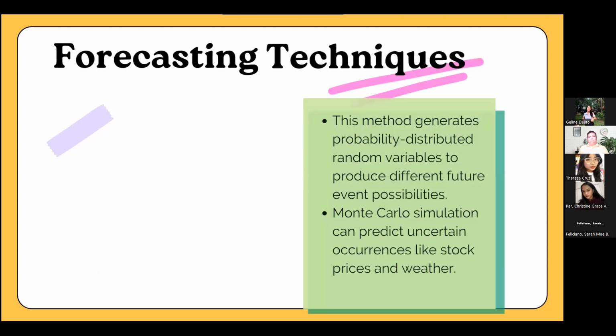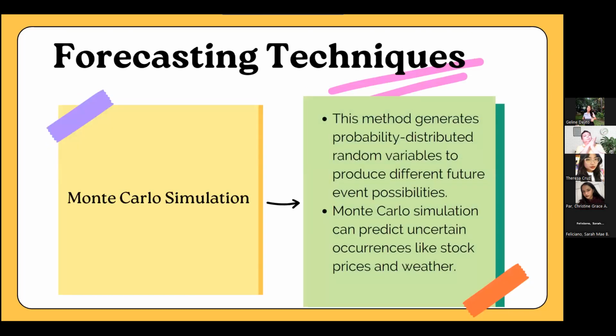Next one is the Monte Carlo simulation. The Monte Carlo simulation method generates multiple future event scenarios based on probability distributions. This method is especially useful for forecasting ambiguous events such as stock prices and weather patterns. When there is a great deal of variation in the data, Monte Carlo simulation can help to identify the most likely outcome based on the available information.